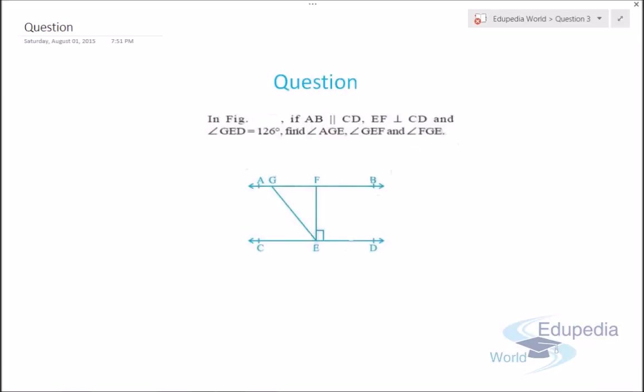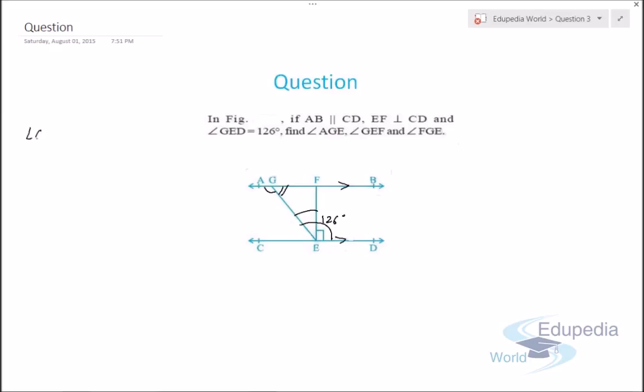In the figure, if AB is parallel to CD and EF is perpendicular to CD, GED, meaning this complete angle, is 126 degrees. We need to find AGE, meaning this angle, GEF, meaning this angle, and FGE, meaning this angle. So we need to find the three angles. So let's see how we can do this.